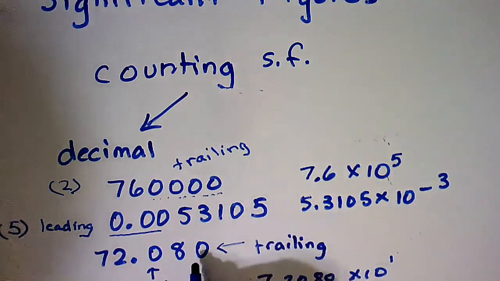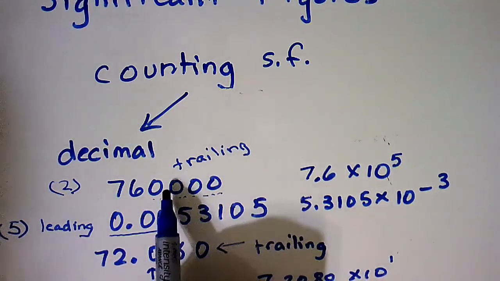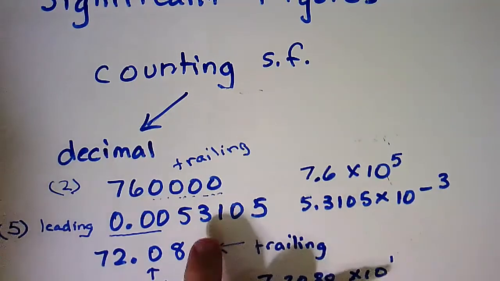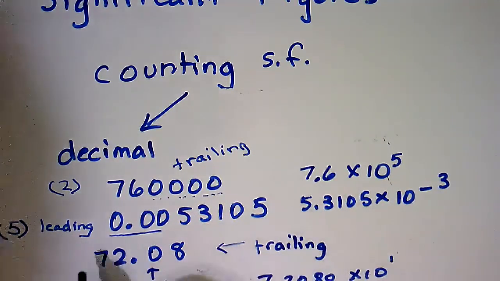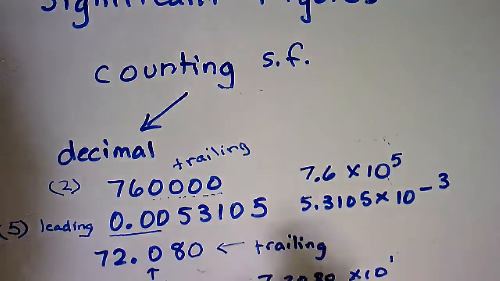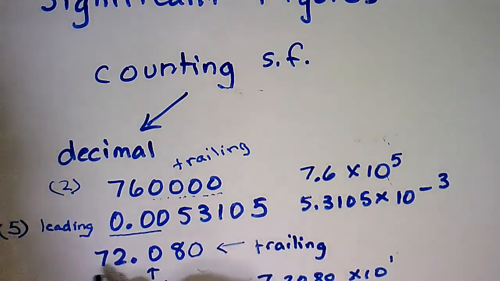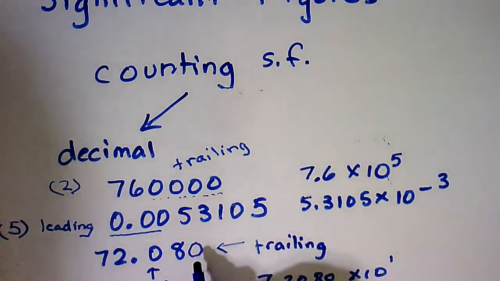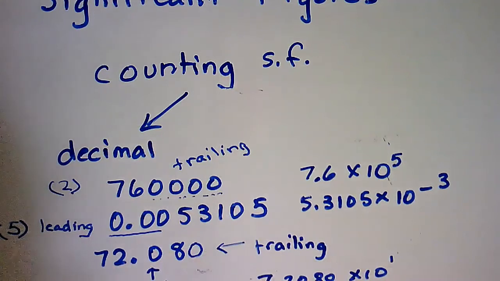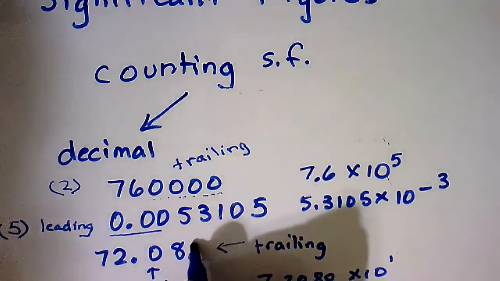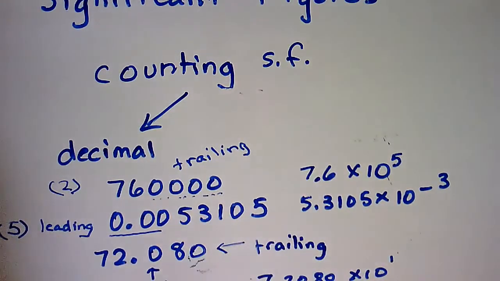So why does a trailing zero count here and it doesn't count here? Well, the reason why it counts here is because we don't need it. If we erased it, this would still be 72. If we put it back, this is still 72. So removing this zero does not change the meaning of the numbers. So if it's there, it must have been written down because it was a measurement. Because if it wasn't a measurement, there was no need to write it. So that's why those trailing zeros count.